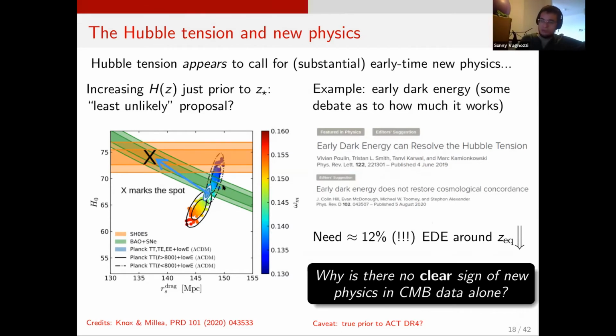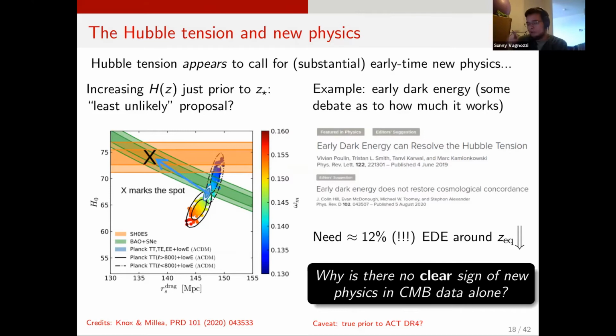Well, if you want to solve the Hubble tension, what you want to do essentially in this left-hand plot is bring the Planck contours over here to the X. And the way to do it is to reduce your sound horizon by about 7%. The sound horizon is the amount sound waves could travel in the early universe. And therefore, to reduce the sound horizon, the most direct way is to increase the expansion rate just before recombination. Okay, so you need some form of early time new physics.